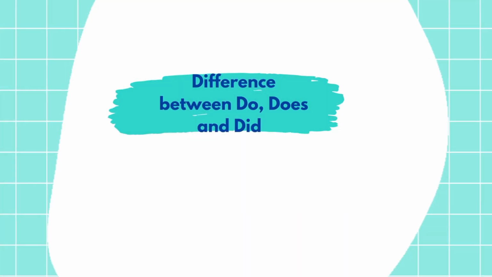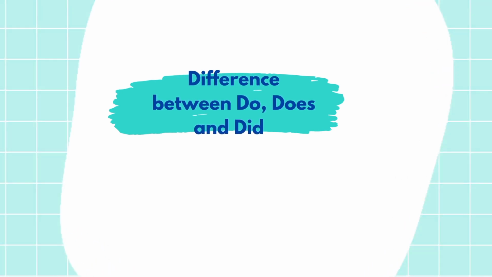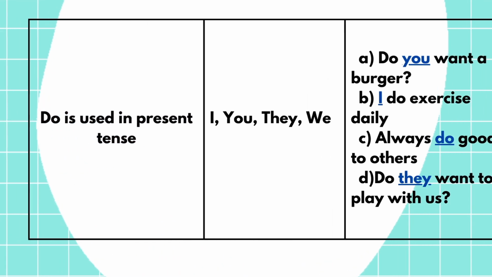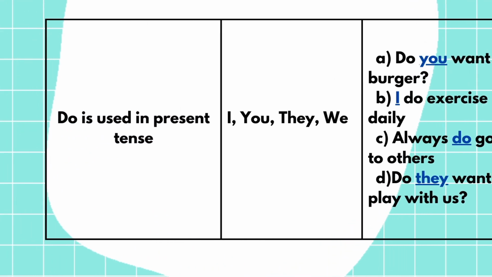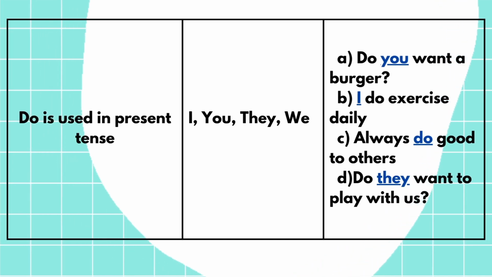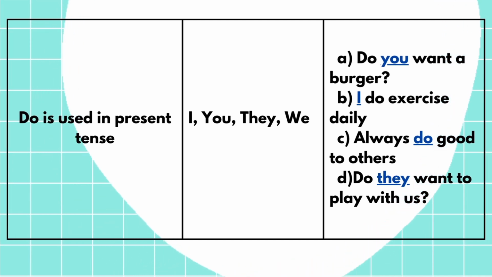So today's topic is the difference between do, does and did. Do is used in present tense and the subjects with which we use do include I, you, they and we.